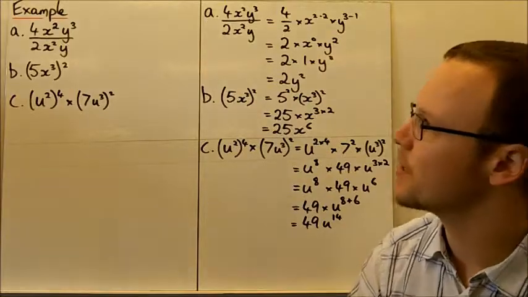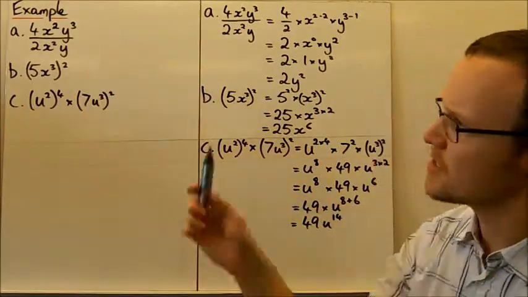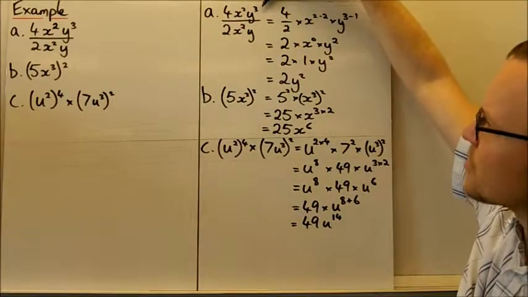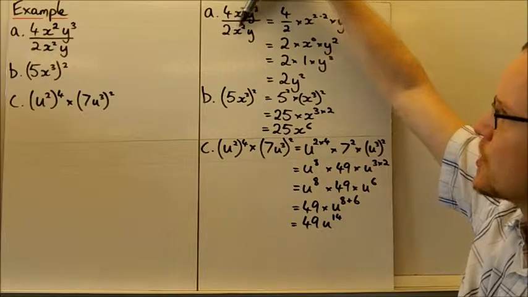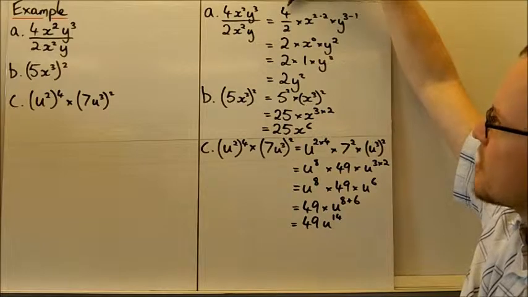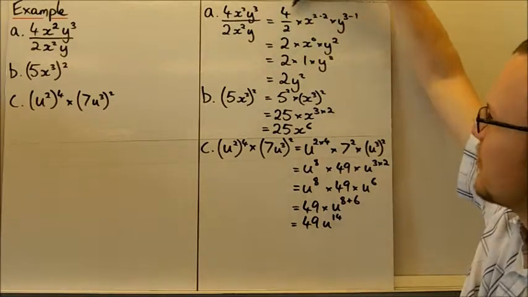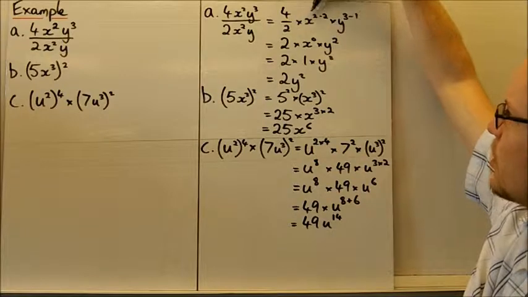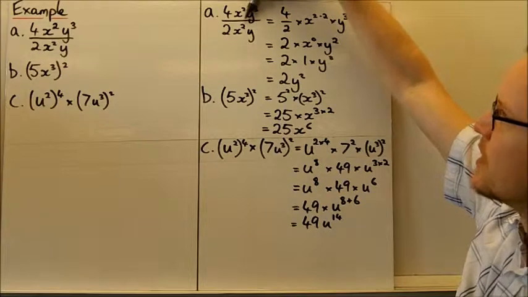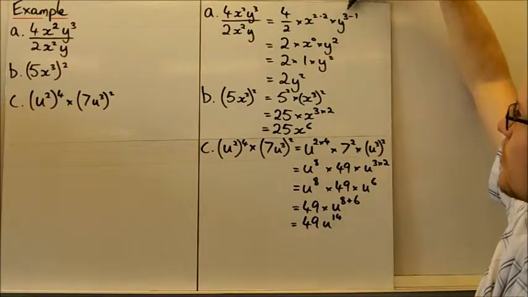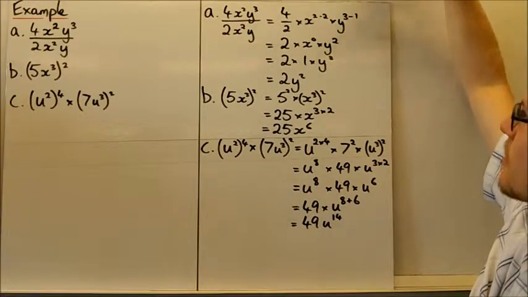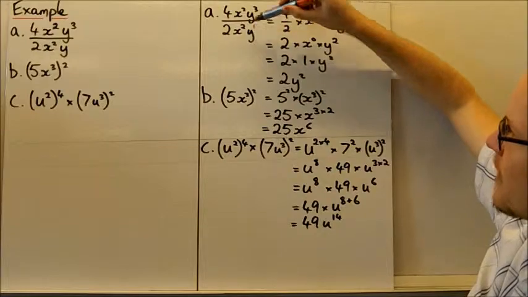Having a look at a few examples now, simplifying these expressions. The first one here, 4 times x squared times y to the power of 3, divided by 2 times x squared times y. So we can separate out the values: 4 divided by 2, multiplied by x to the power of 2 divided by x to the power of 2, that's x to the power of 2 minus 2. And y to the power of 3 divided by y is y to the power of 3 minus 1, because that's y to the power of 1 there.